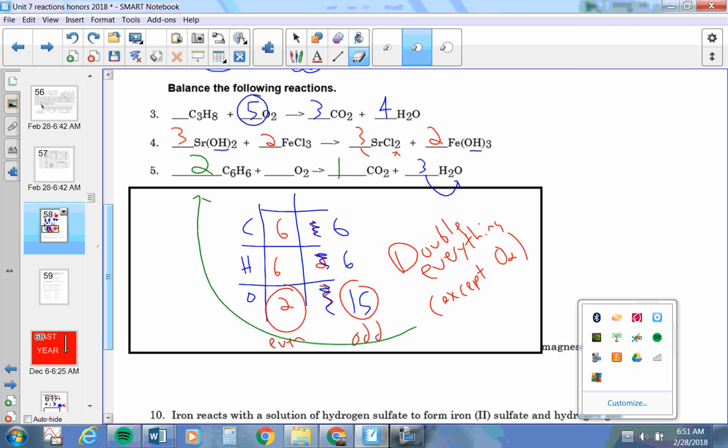I'm going to need 12 of those. That's twice as much. I'm not going to need 3 of these. It's going to be 6. I could go count everything, but I don't need to. I doubled everything, so the ratio should still be the same. Now I'm going to recount my oxygens.